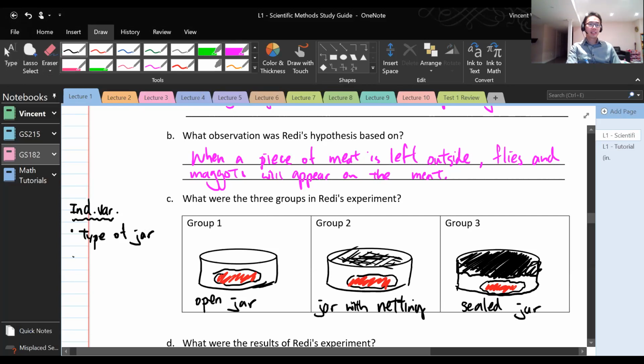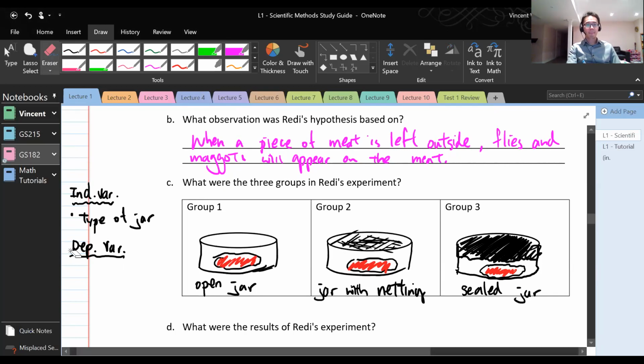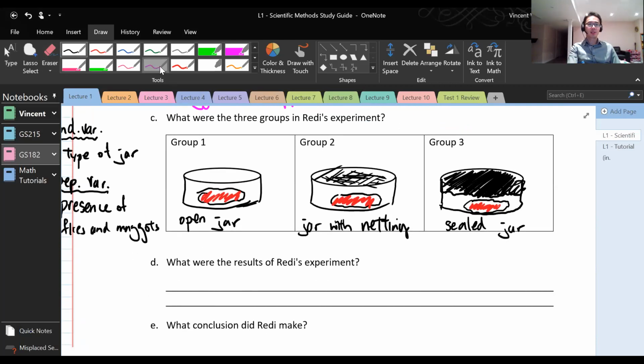And then the dependent variable. What is the dependent variable? Anyone? What is he trying to measure? What is he trying to observe from this experiment? The meat? And what is he trying to find out about the meat? The flies and maggots. That's right. He's trying to see the presence of flies and maggots. So he deliberately changed the type of jars, and then he's going to observe to see what's going to happen. So what were the results of his experiment?